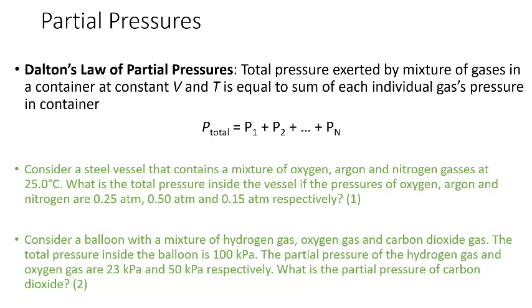Dalton's law of partial pressure states that the total pressure exerted by a mixture of gases in a container at constant volume and temperature is equal to the sum of the individual gases' pressures in the container. So my total pressure in a single vessel is equal to the summation of all of the individual pressures of all of the individual gases within that container.